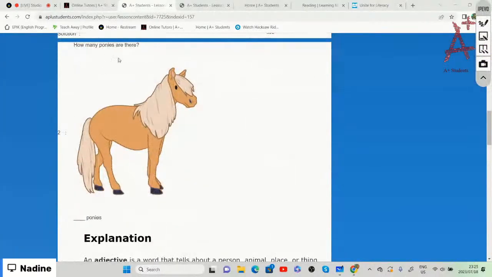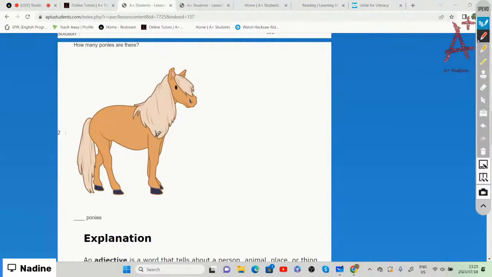All right, so how many ponies are there? We need to say how many ponies there are. If we look at the number of ponies, there's only 1. So we can say there is one pony, so only one pony. And this is an adjective. One is the adjective that tells us how many.